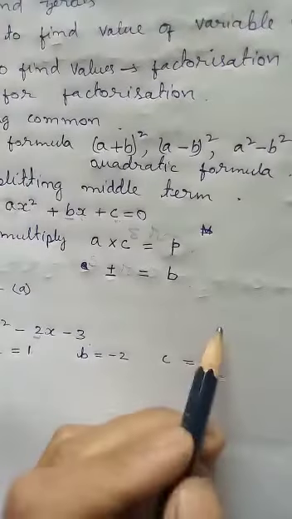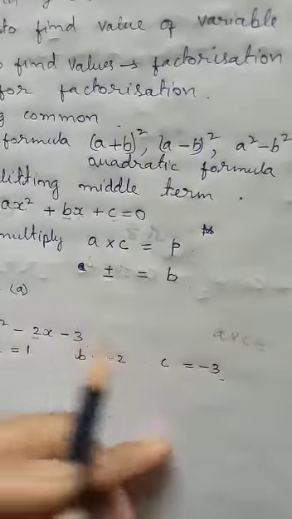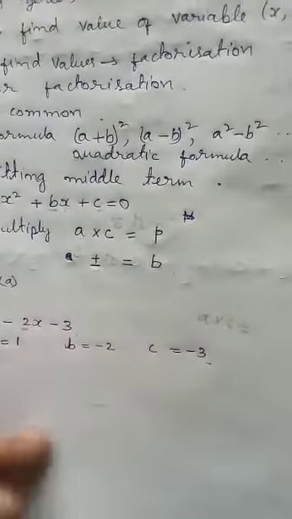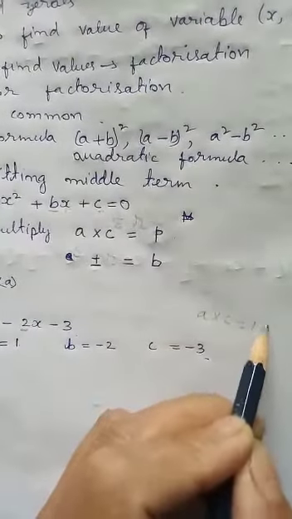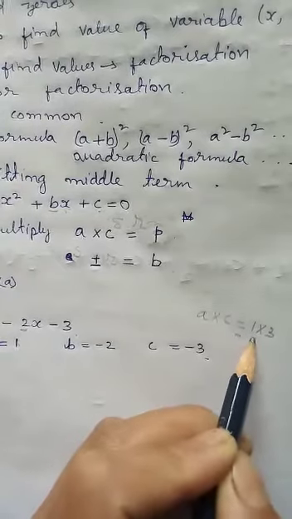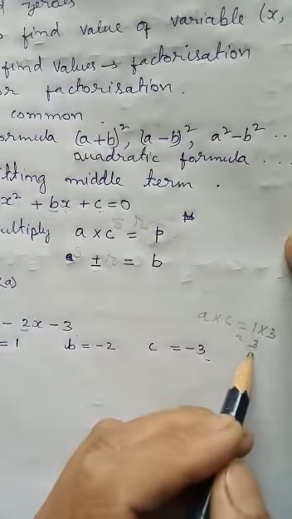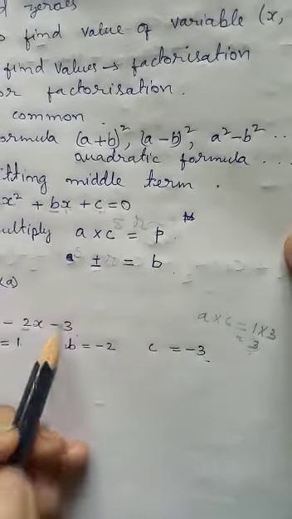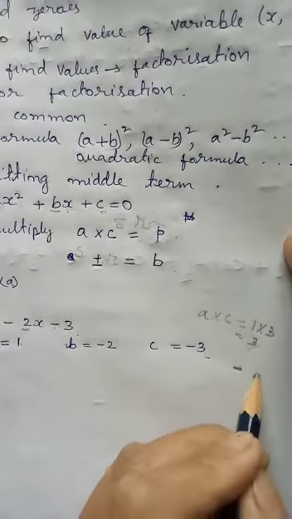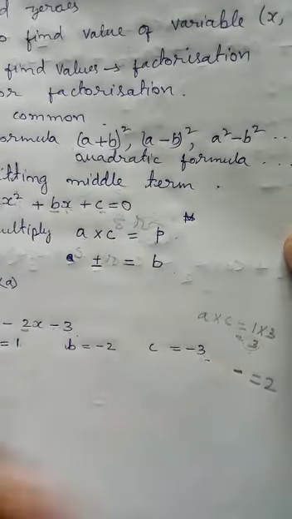So what to do? First of all, you multiply A and C. Let's leave the sign aside first. We'll take only the number. Your A is 1. Your C is 3. So 3 into 1, 3. So you need to find two numbers. If you multiply them, you get 3. Here you have the sign minus. So if you minus them, you should get the middle one. That is 2.